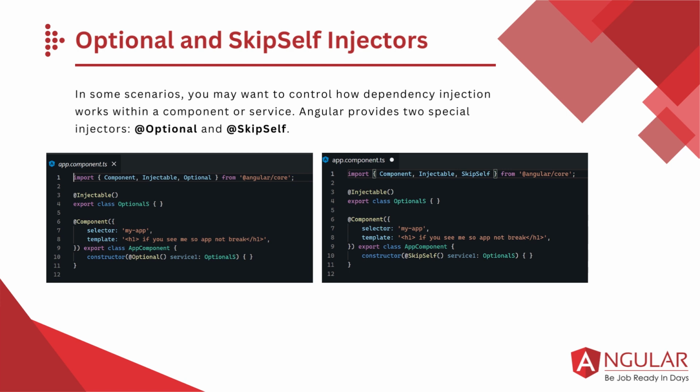Summary: injecting services into components and other services is a fundamental aspect of Angular's dependency injection mechanism. By injecting services, you can easily access and utilize shared functionalities throughout your application. Understanding how to provide services at different levels and inject them correctly is essential for building maintainable and scalable Angular applications. In the next chapter, we'll dive deeper into more advanced Angular topics to further enhance your development skills.